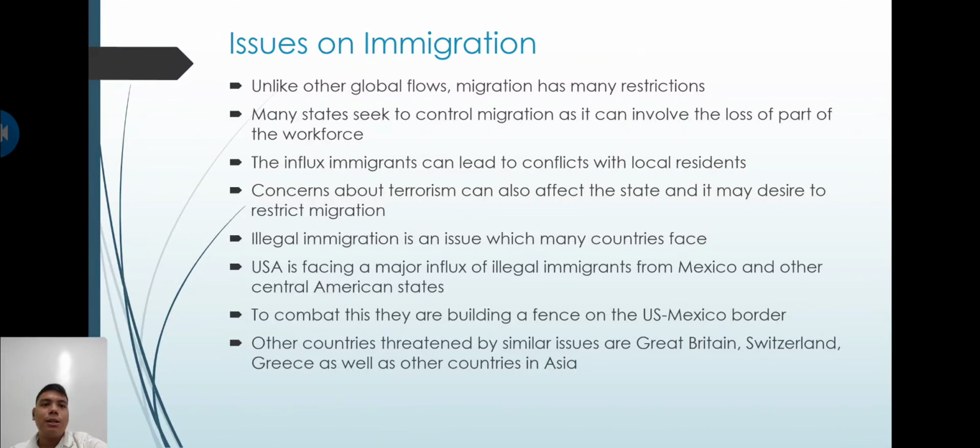Illegal immigration is an issue which many countries face, particularly the USA, which is facing a major influx of illegal immigrants from Mexico and other Central American states. To combat this, they are building a fence on the US-Mexico border. Other countries which have similar issues are Great Britain, Switzerland, Greece, as well as countries in Asia.